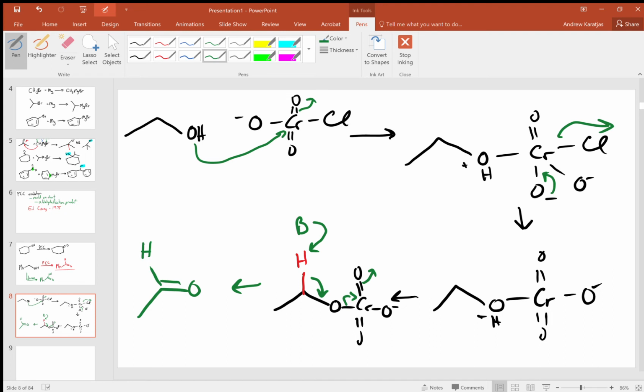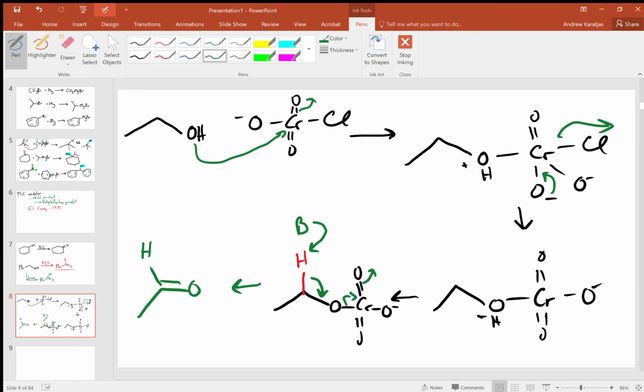Why doesn't it keep going, whereas the Jones oxidation did? The main issue here is that with the Jones oxidation, we need sulfuric acid. When you have sulfuric acid in the presence of an aldehyde, you form the hydrate. The hydrate is able to then be oxidized further. With PCC, there's no strong acid present, and because there's no strong acid, the reaction stops at this point.